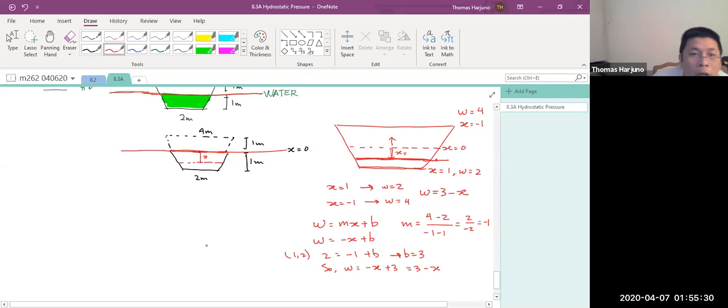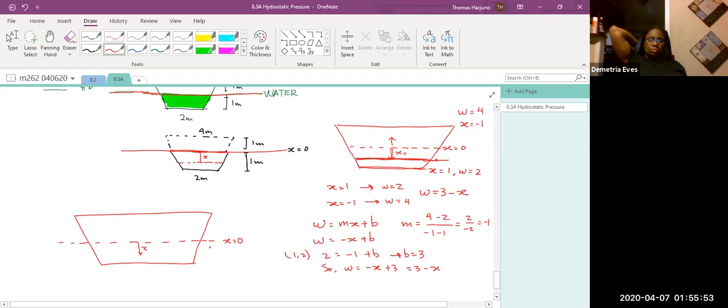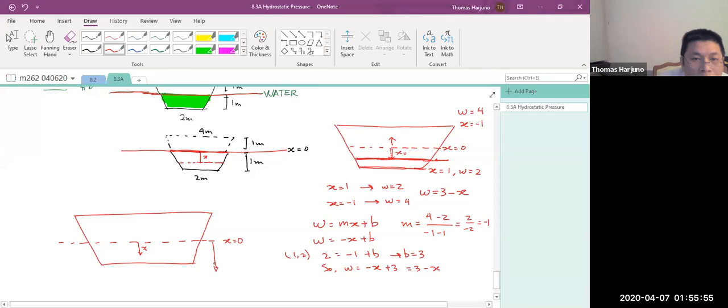Okay, let me redraw that then. This is my trapezoid. My x equals 0, I start from here. Do you agree with this first? If I start from x equals 0 here, then my depth x will be going in the lower direction, going down. That's my depth. The longer this goes down, the greater the depth, right? Which means if I go up, it becomes negative.